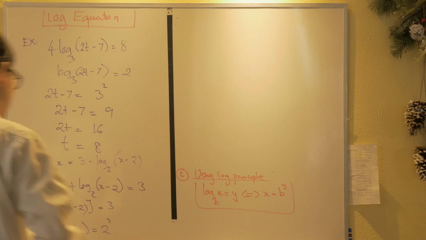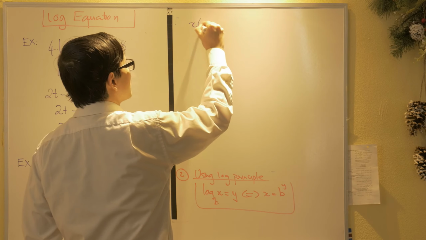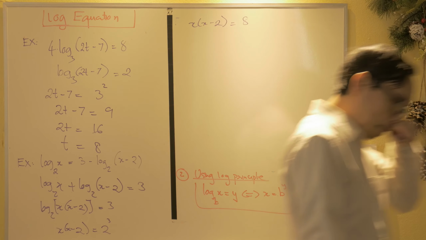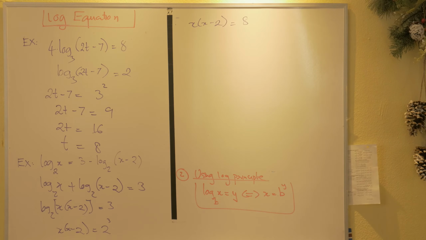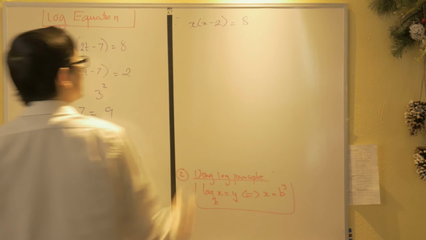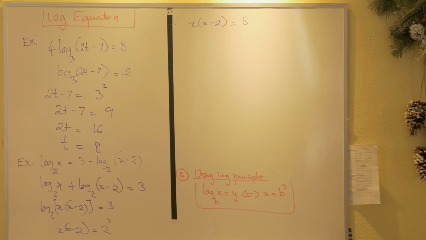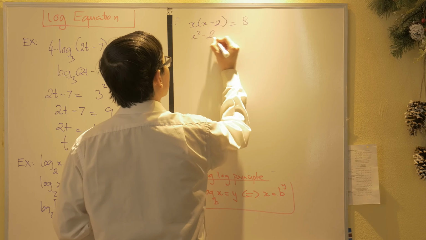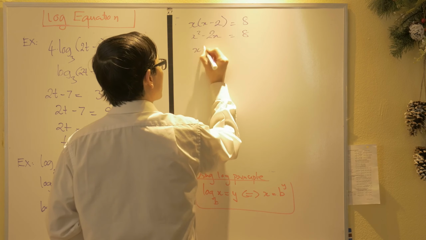Alright, so I raise it to the 3rd power, so you have x times x minus 2 equals 2 to the 3rd power, which gives you 8. Now, how are we going to solve this equation? Of course, everybody knows how to solve this. Very simple equation. Distribute, give you x squared minus 2x equal 8. Now what do we have? We have a quadratic equation.